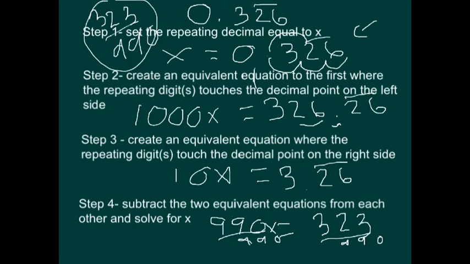Remember, you can always check to make sure by taking out your calculator and dividing 323 by 990.